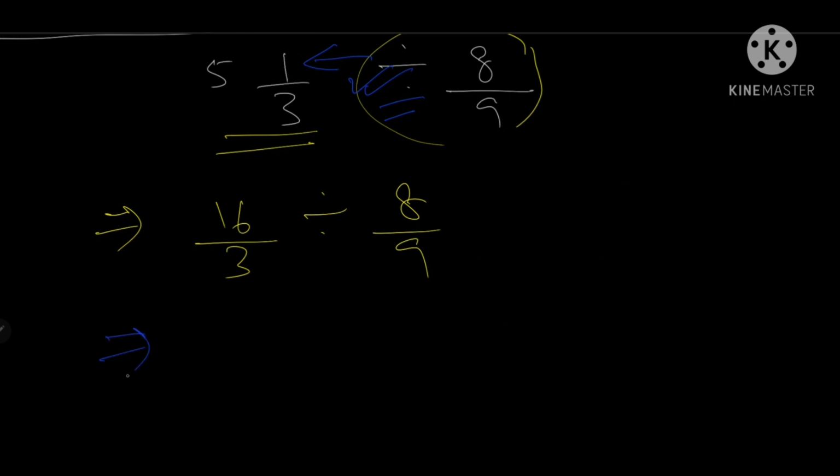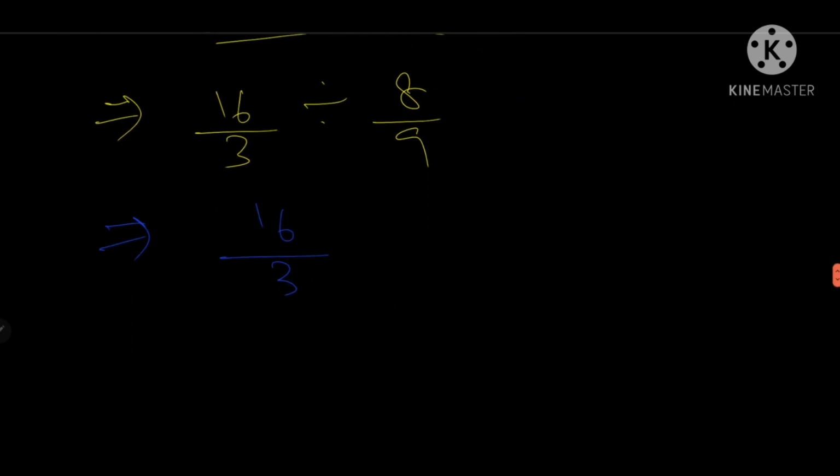Now 16 by 3 into 9 by 8. What have we done out here? We have done the reciprocal. Simply cut it. 3 ones are 3, 3 threes are 9.